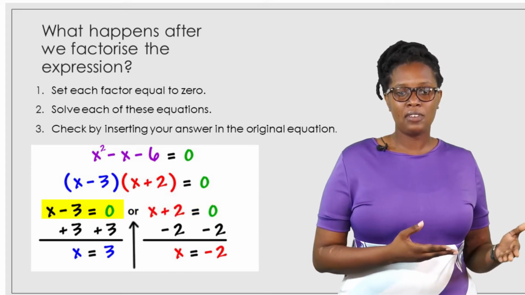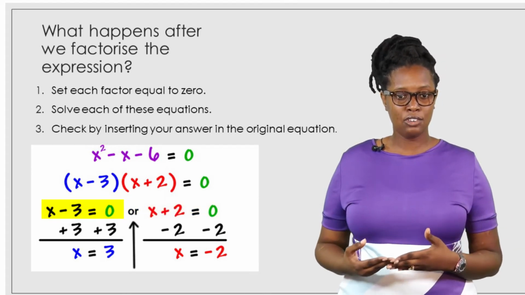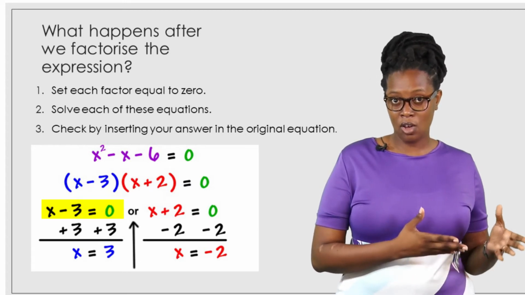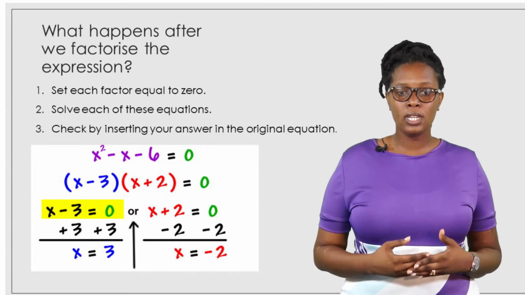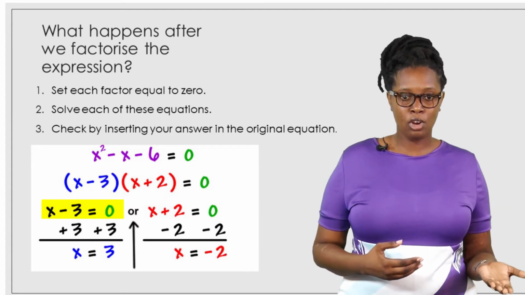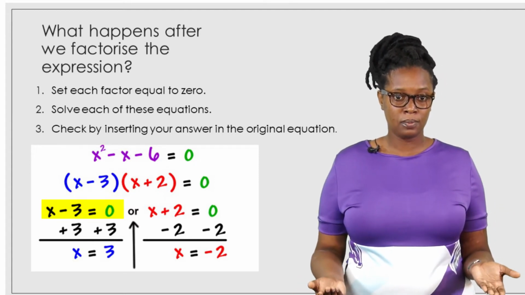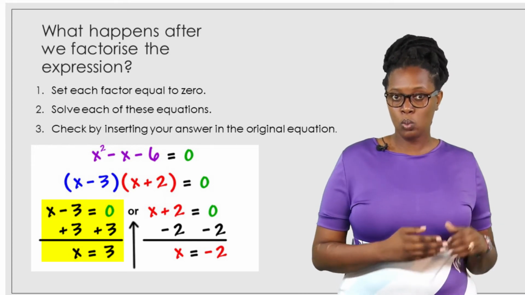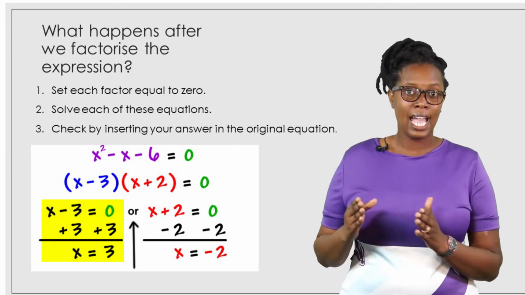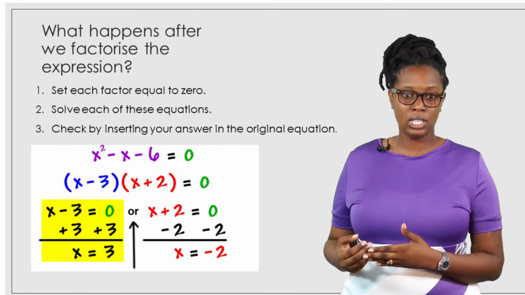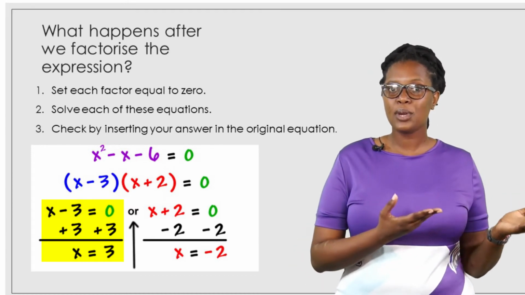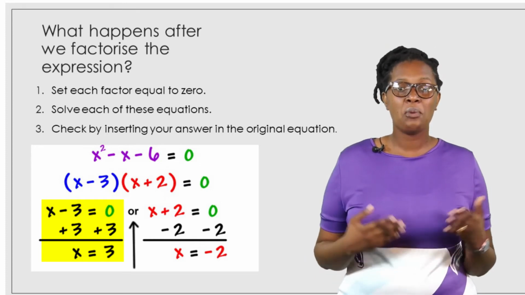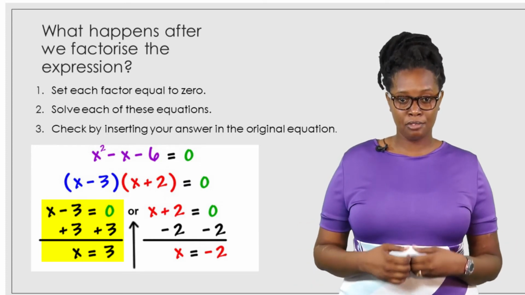So if we have x minus 3 is equal to 0, and we want to get rid of the negative 3 to leave the x on that side alone, what we need to do is add 3 on both sides of the equation. So x minus 3 plus 3 would just leave x only, and 0 plus 3 would give us 3. So we have found that x is equal to 3.